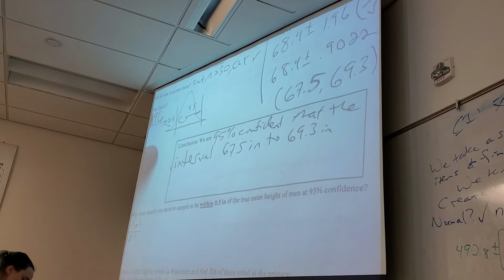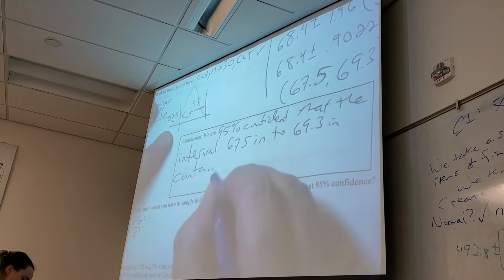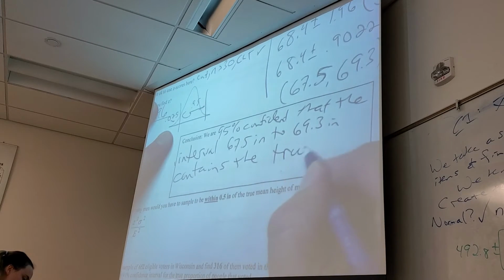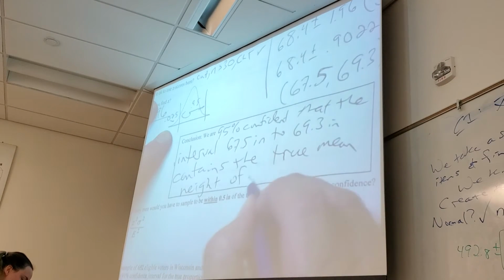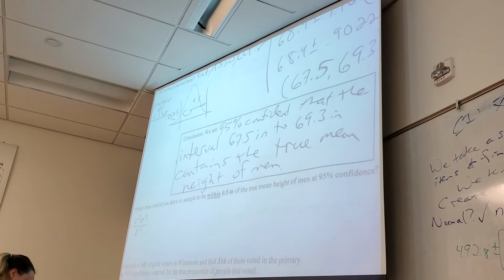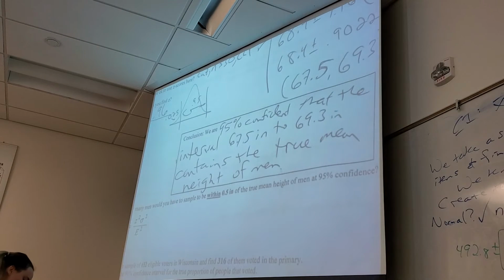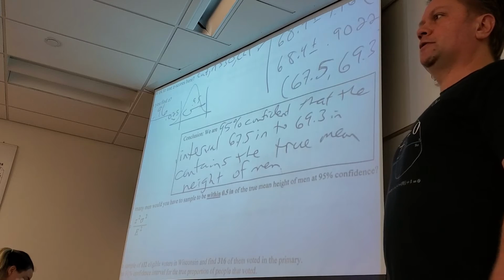So we are 95% confident that the interval 67.5 inches to 69.3 inches does what? Contains the true mean. Contains the true mean what? The height of men. Height of men. And I didn't specify what area I was in, right? So it's just height of men. I must have taken a sample of all men from everywhere. All right, I like it. Yes, no, maybe so? I will take off points because it goes against the concept. If you say we're 95% confident that the true mean height of men is between 67.5 and 69.3 inches, that is wrong.